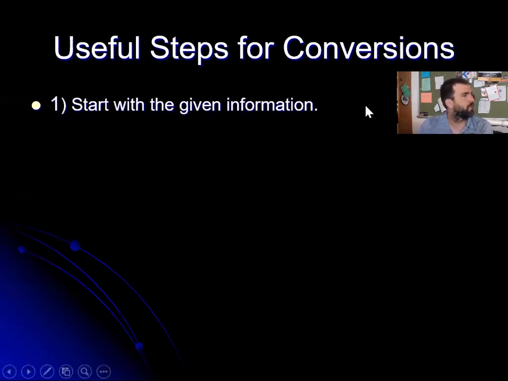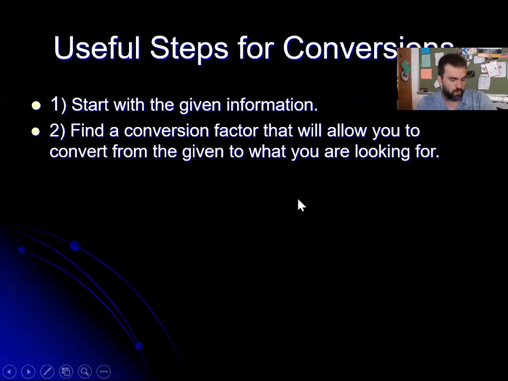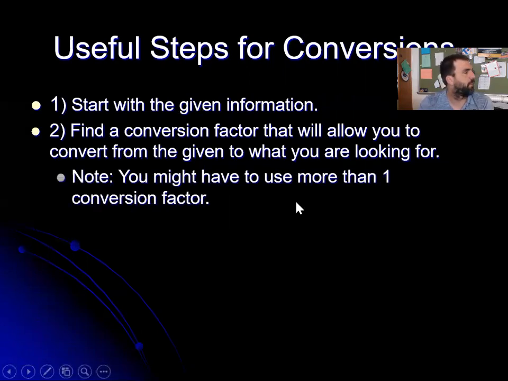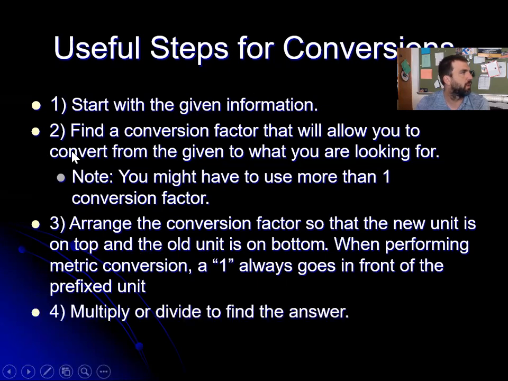All right, first step is start with what you know. Take what you know and put it over 1. Second step, find a conversion factor that allows you to convert from what the given to what you are looking for. You might have to use more than one conversion factor. The third step is arrange the conversion factor so the new unit is on top and the old unit is on the bottom. When performing metric conversions, a 1 always goes in front of the prefixed unit. I cannot stress that enough. Put a 1 in front of the prefixed unit. And then you're going to multiply or divide to find the answer. Those are our 4 simple steps. So let's do some examples.